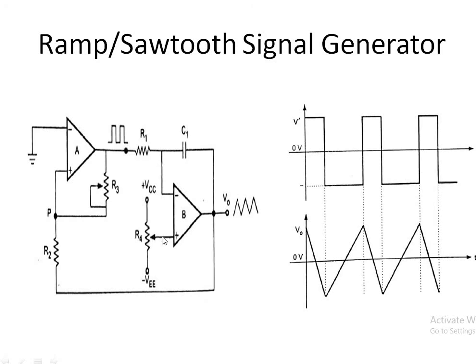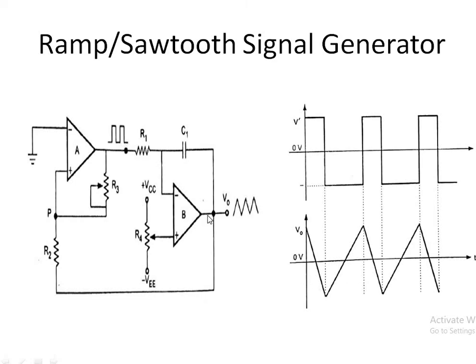Okay, so if the value of this potentiometer R4 is less or negative, then the rising time will be higher. Similarly, if the value of R4 is positive, then the rising time will be lower. So this is the condition over here, and all other cases are similar to the triangular wave generator, that is, during the positive V saturation of the square wave we will obtain a negative ramp signal. Similarly, during negative V saturation we will obtain a rising ramp signal.